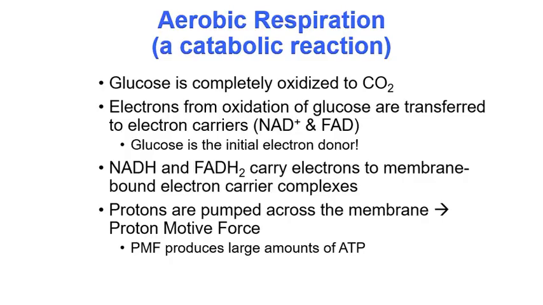NADH and FADH2 carry the electrons to membrane-bound electron carrier complexes, and then protons are pumped across the membrane to create the proton motive force. And then the proton motive force produces large amounts of ATP. Remember that this is a catabolic process, and so energy is being produced. The idea is the same for anaerobic respiration, such as using nitrate or sulfate as an oxidant instead of oxygen. It's just that less ATP will be derived because it's not as energetically favorable. Additionally, the electron transport chains will differ.